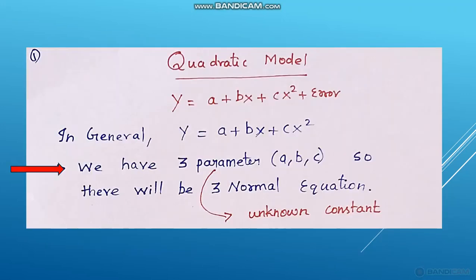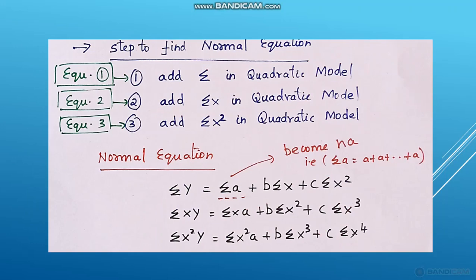I already told that in the quadratic model there are three parameters, so there will be three normal equations. To find the first normal equation you add summation in the quadratic model. To find the second normal equation you add summation of x in the quadratic model. And to find the third normal equation you add summation of x square in the quadratic model.